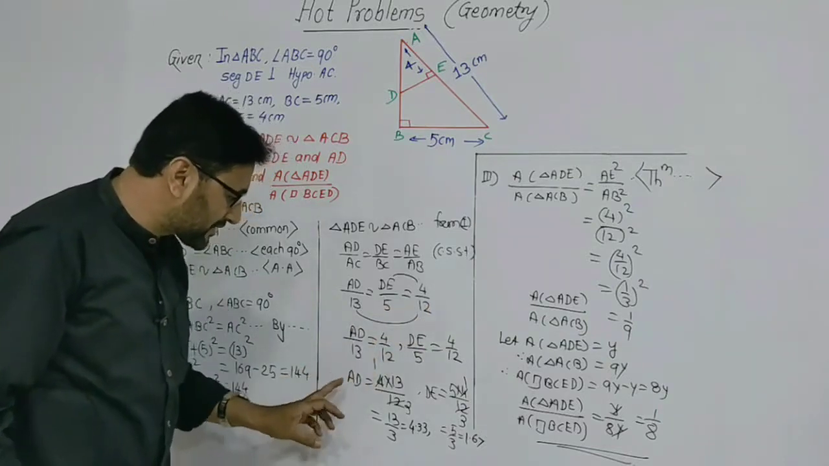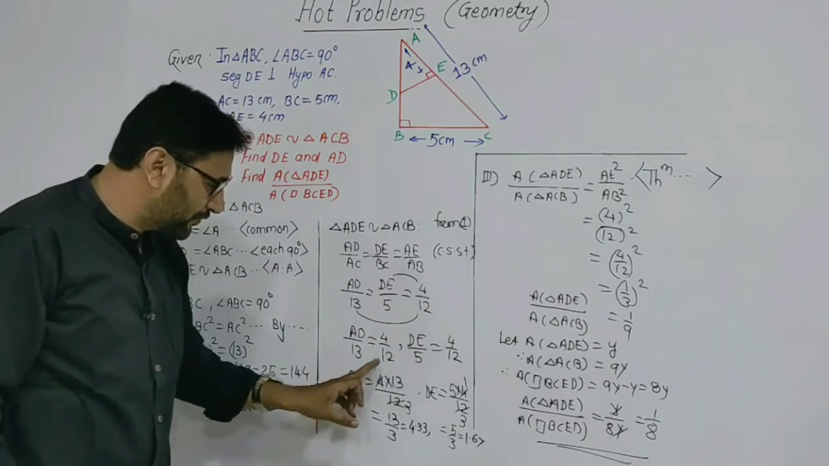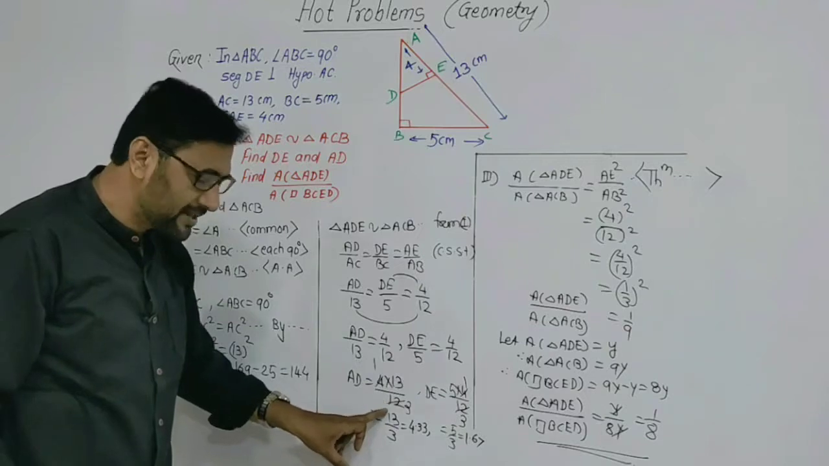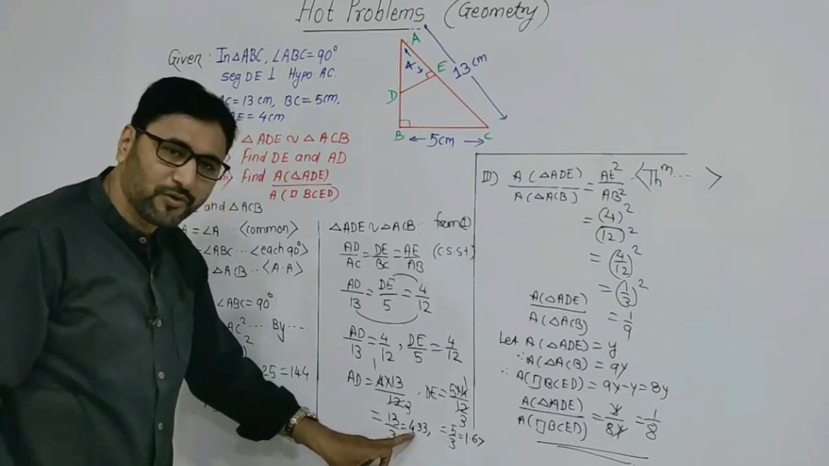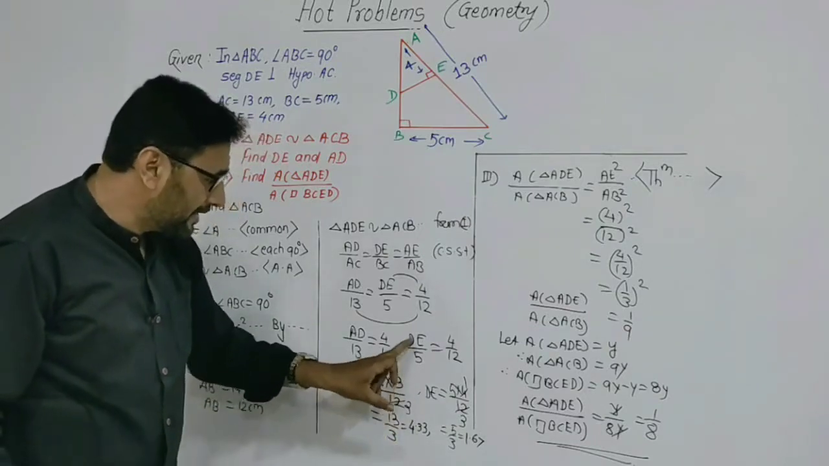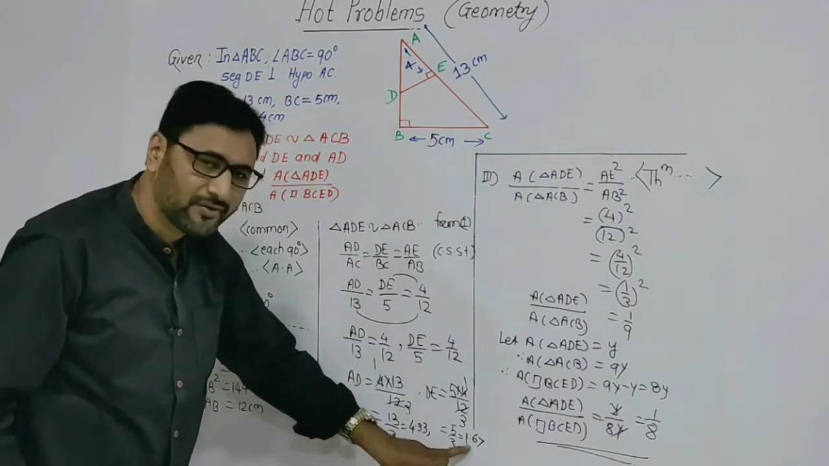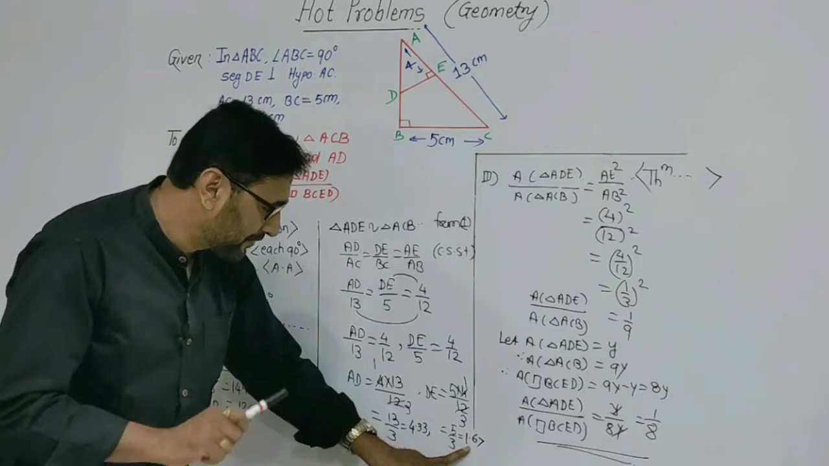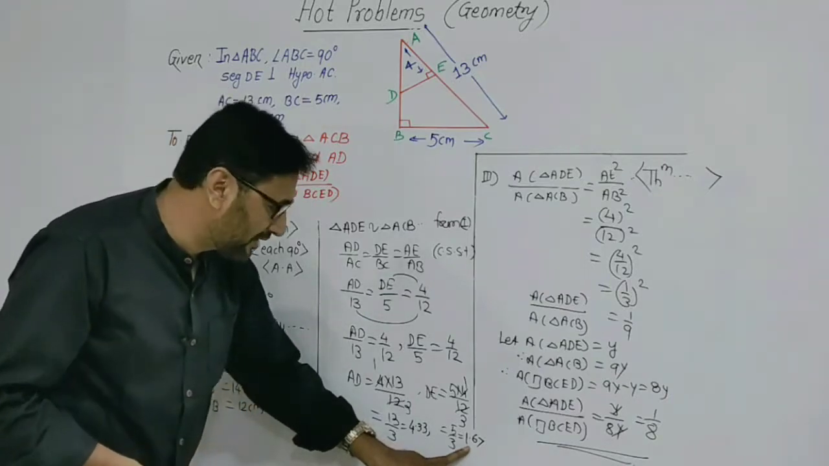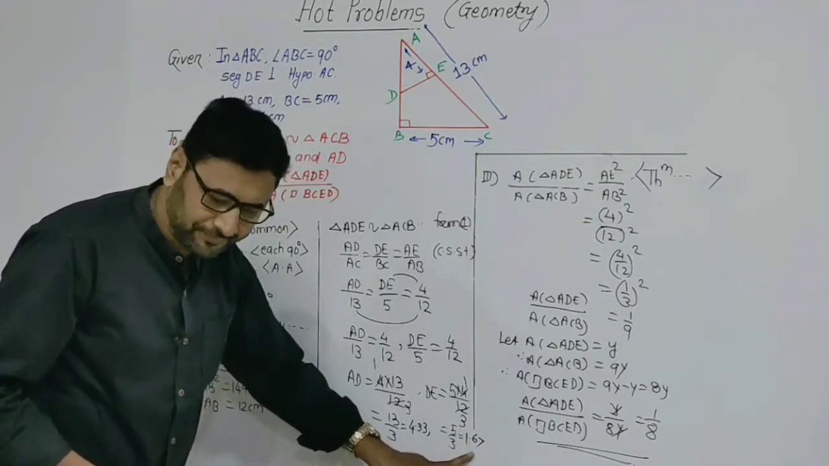Using cross multiplication, you will get AD is equal to 4 into 13 upon 12, that is 13 upon 3, which is equal to 4.33. And DE is equal to 5 into 4 upon 12, that is 5 upon 3 is equal to 1.66, but 66 is recurring, so you will take 1.67.